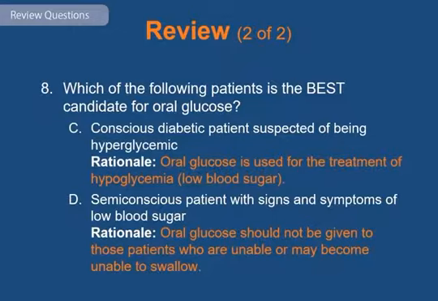C, conscious diabetic patient suspected of being hyperglycemic. Hyper means too much sugar, so if you give them glucose, you're just going to give them even higher blood sugar. So that's why you have to measure their blood sugar. Yeah, that would be incorrect. D, semi-conscious patient with signs and symptoms of low blood sugar. Again, if they're semi-conscious, they may become unconscious. And even if they're semi-conscious, they may not be really aware of what's going on. So they could aspirate it into their lungs.